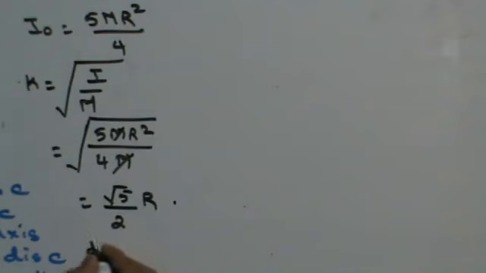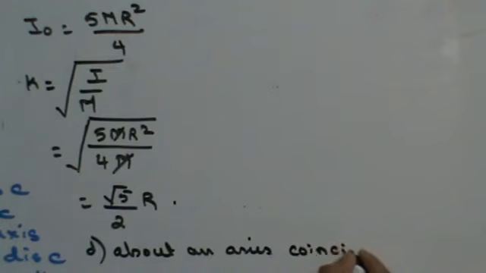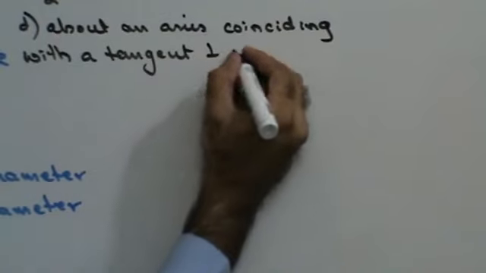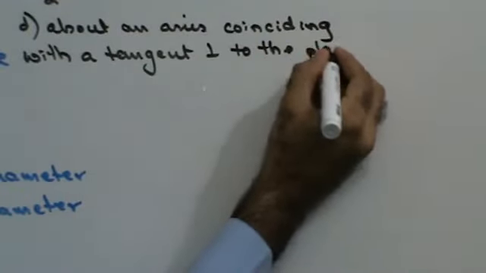Next, let's find the moment of inertia of the disk about an axis coinciding with a tangent but perpendicular to the disk. There it was in the plane of the disk. Now you want it perpendicular to the plane of the disk.